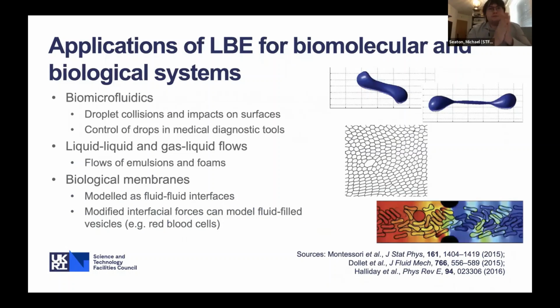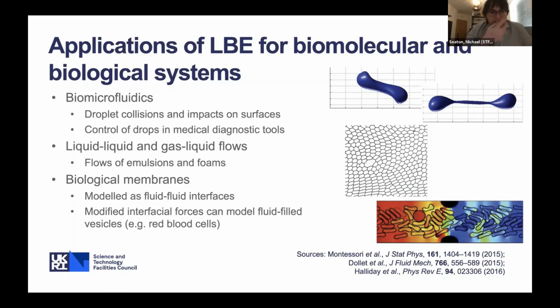So in terms of what we can do with lattice Boltzmann for biomolecular and biological systems, there are things like biomicrofluidics, which means we can look at systems where capillary effects have a major influence on flow, and in terms of biological application, that includes things like seeing how drops collide with each other or land on surfaces, and also how we can control the motion of drops in various sorts of medical diagnostic tools, for instance.